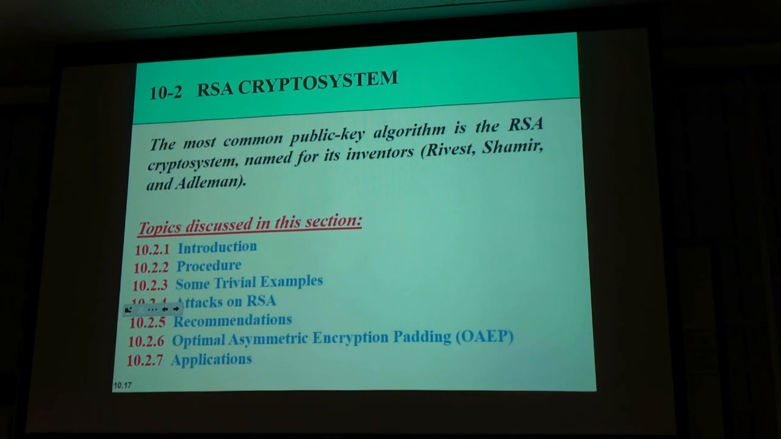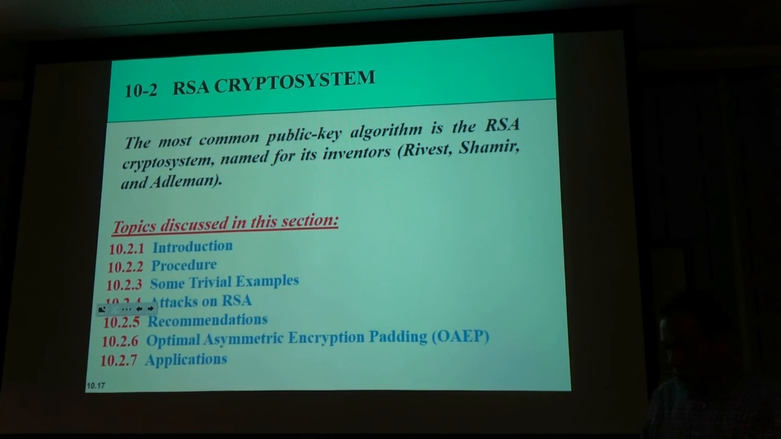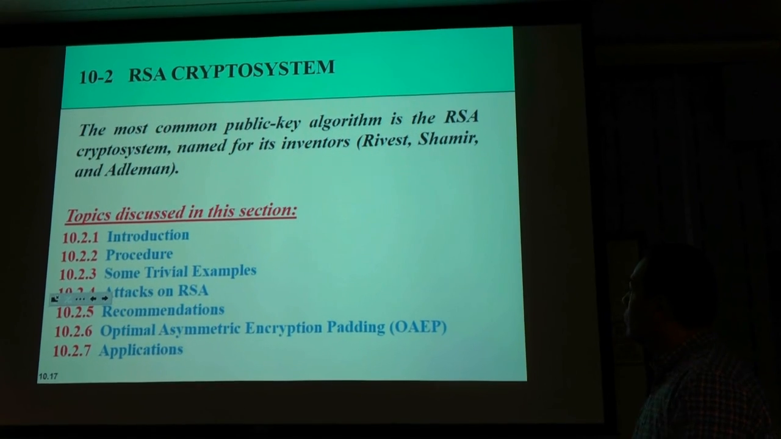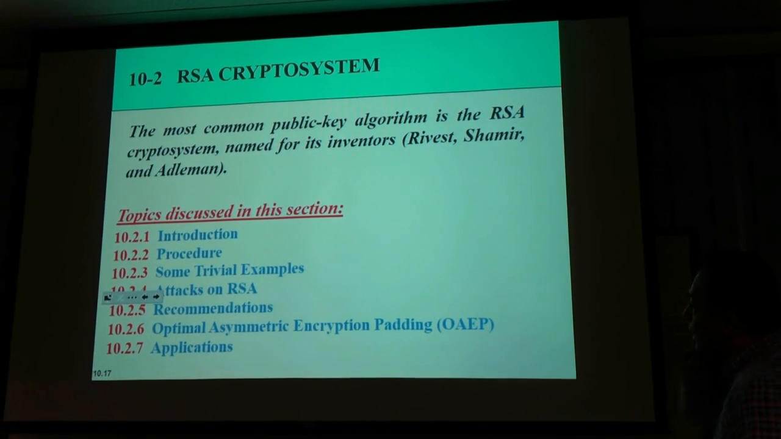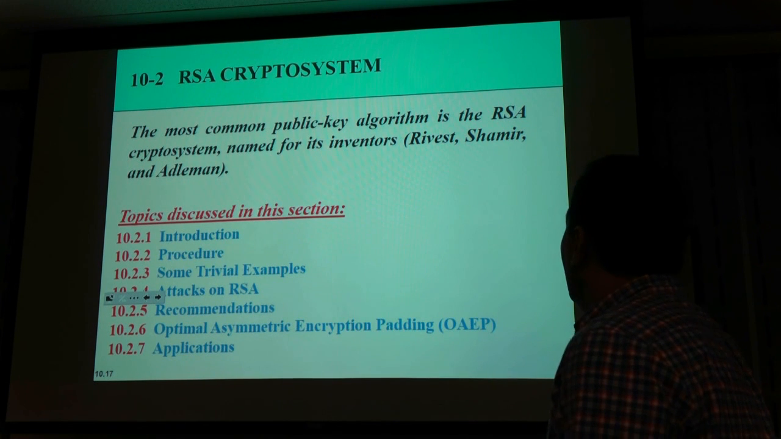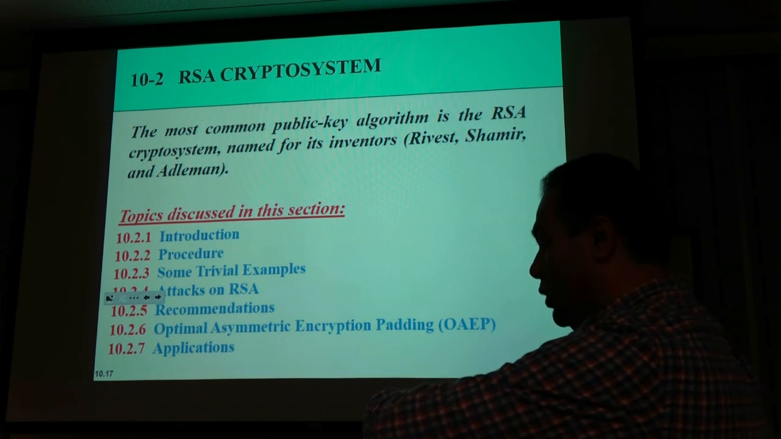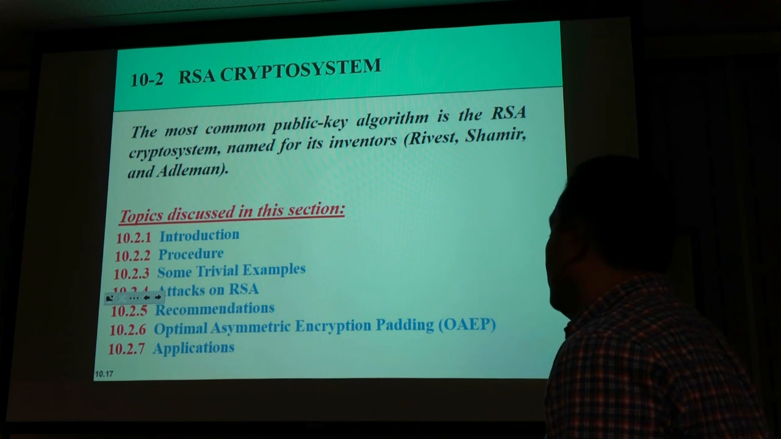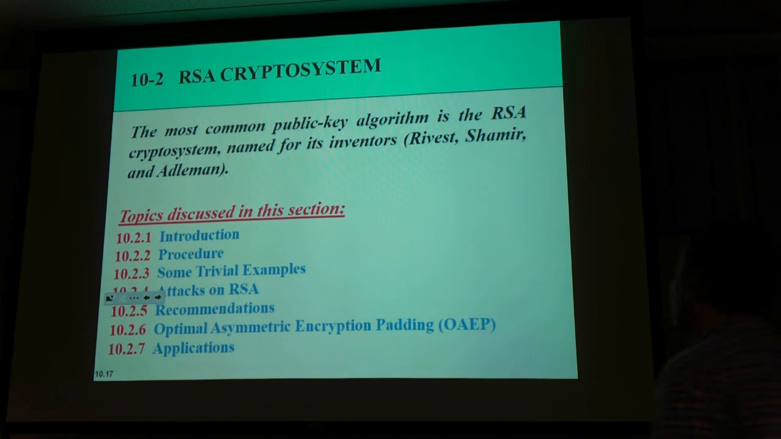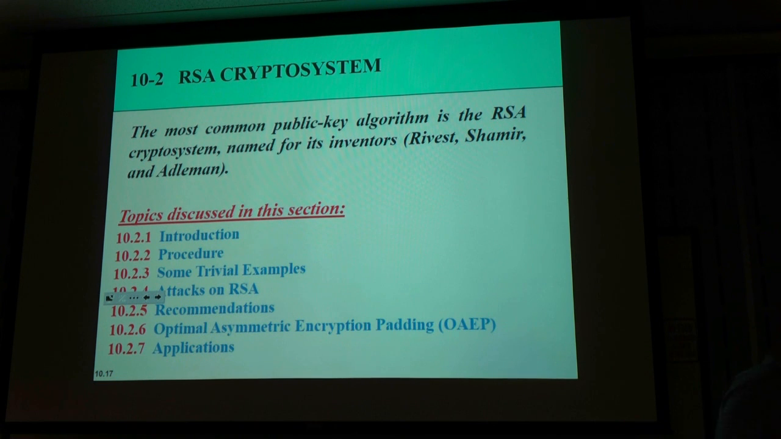We'll talk about RSA. I'm not sure why this stopped working. So we'll talk about RSA. It's the most common public key algorithm. The RSA cryptosystem is named for the three inventors.